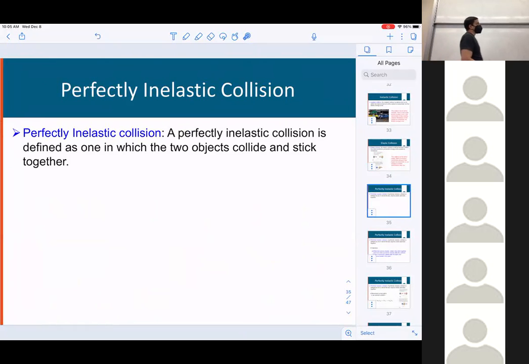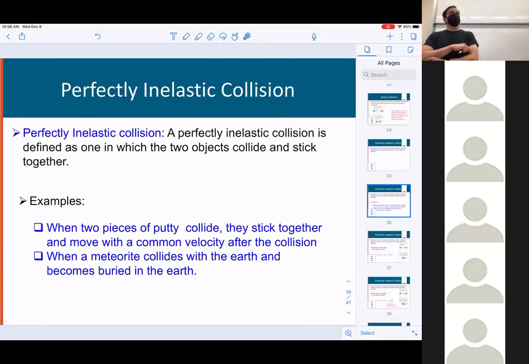Then within inelastic collisions, there's a special subclass called a perfectly inelastic collision. A perfectly inelastic collision is one where after the collision, the two objects that collide stick together and move as one object together. So you can think of two pieces of putty. If you collide them, they will stick together and move as one object. That is called a perfectly inelastic collision.